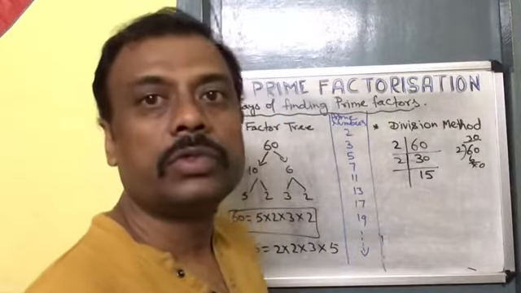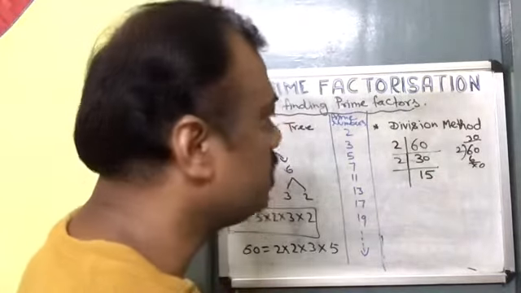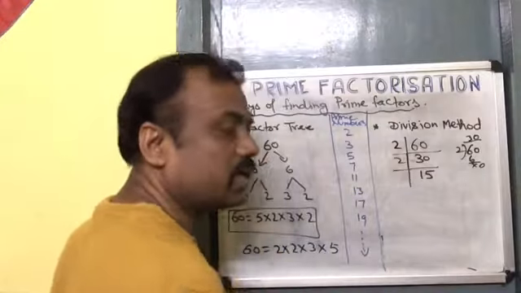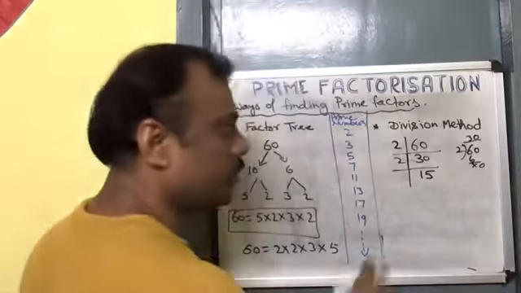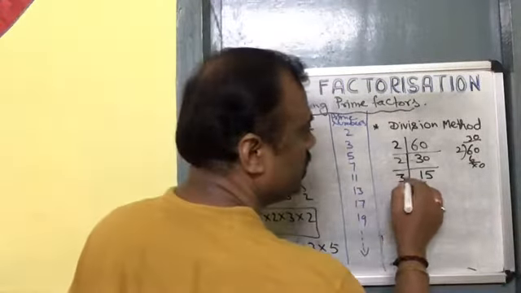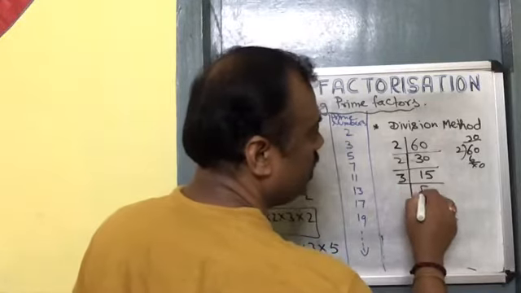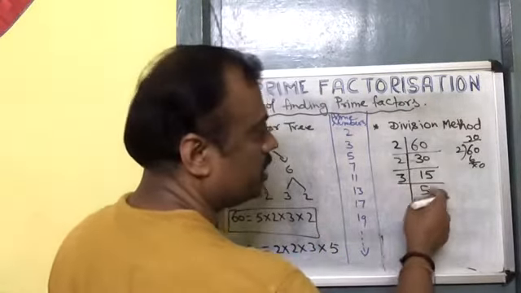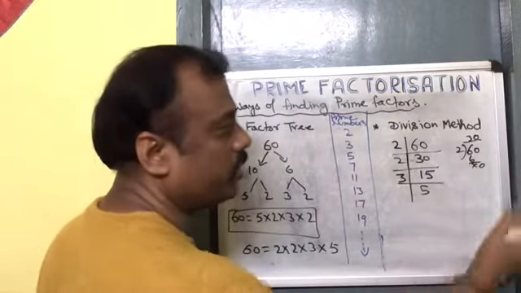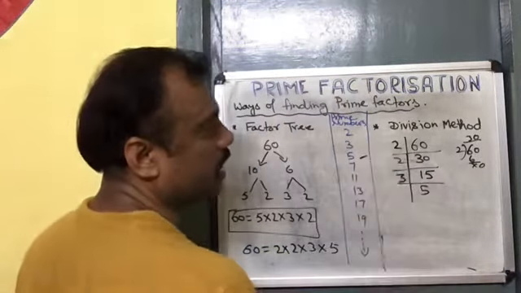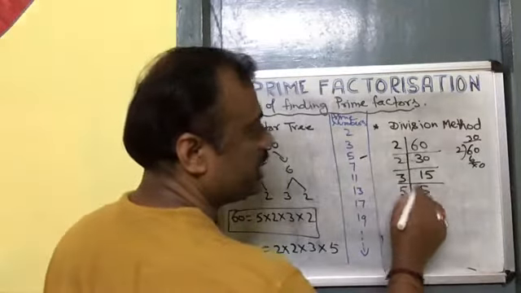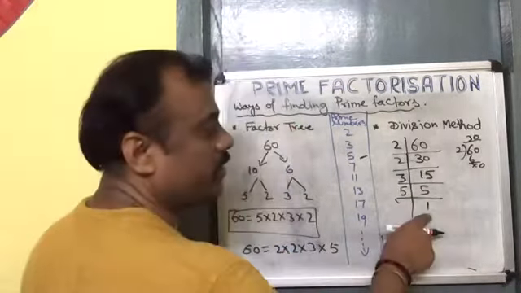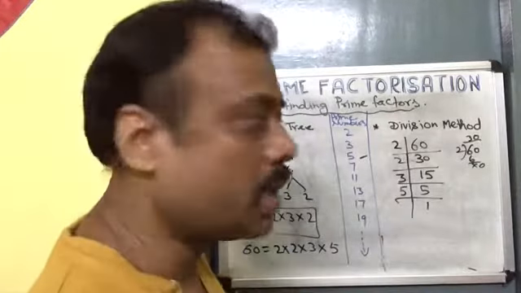So we will go to the next prime number, that is 3, and we'll check whether the given number is divided by 3 or not. As we know that this is divided by 3. 3 5s are 15, and again now this number is not divided by 3, so we will go to the next number, that is 5, and we will check it with the help of 5. We will stop when 1 comes.